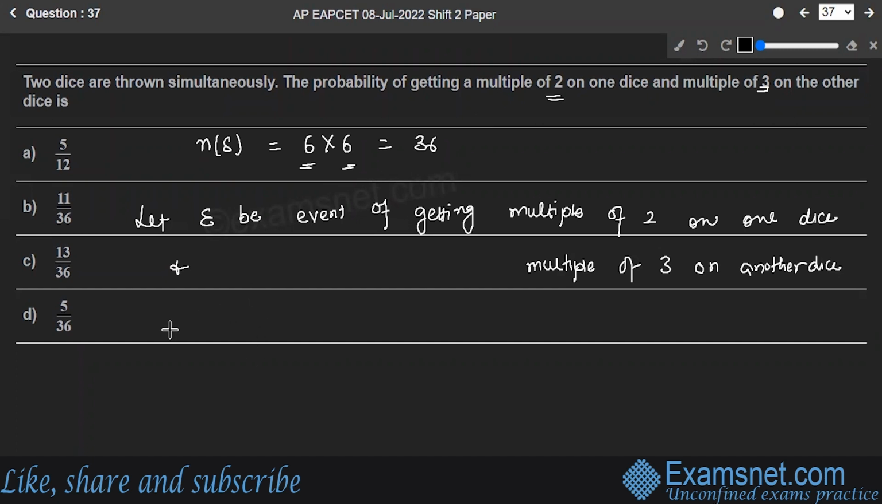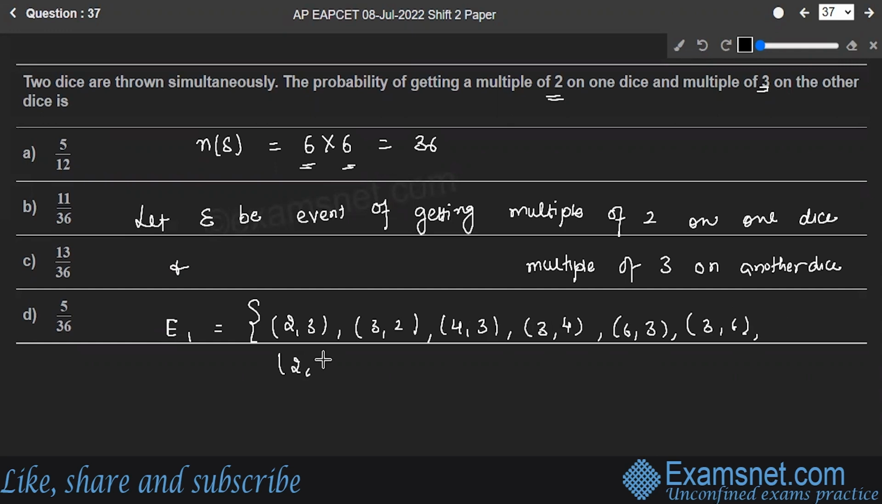Okay, so E1 can be given as (2, 3), (3, 2), (4, 3), (3, 4), (6, 3), (3, 6), (2, 6), (6, 2), (6, 2), (4, 6), (6, 4), and then finally (6, 6). So these are the possible events that are possible, right?